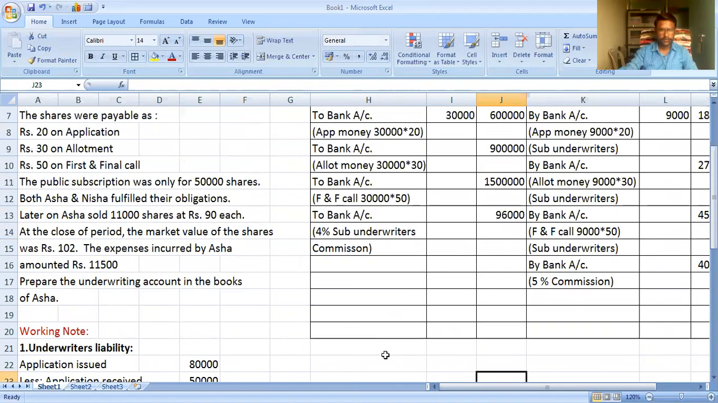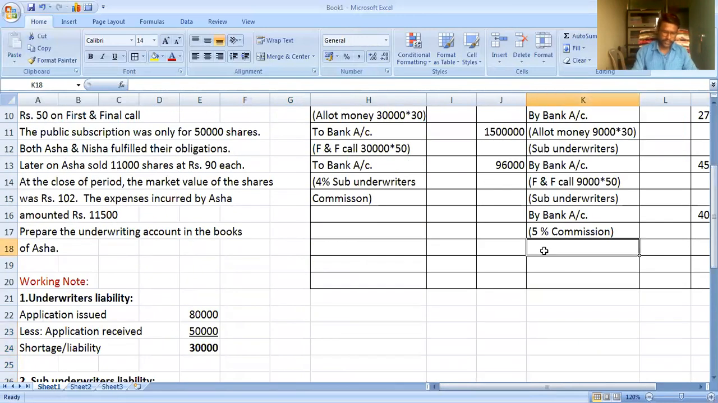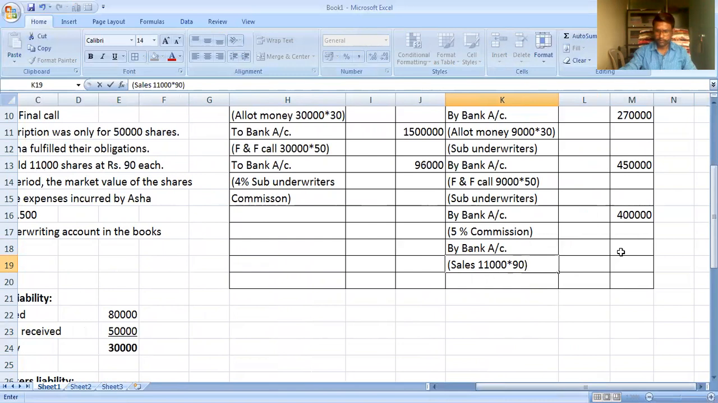Then next, question part. Application money, allotment money, final call money: already I have taken both sides. The public subscription was only 50,000 shares. This one also considered. Both Asha and Nisha fulfilled their obligations. Later on, Asha sold 11,000 shares at rupees 90 each. Sales, credit side by bank account, in bracket sales, 11,000 into 90, amount 9,90,000.